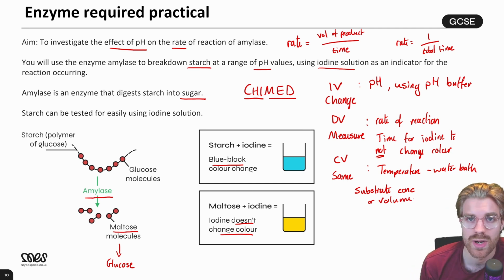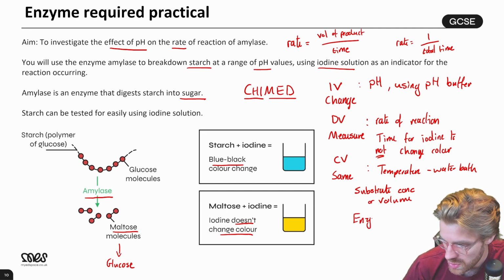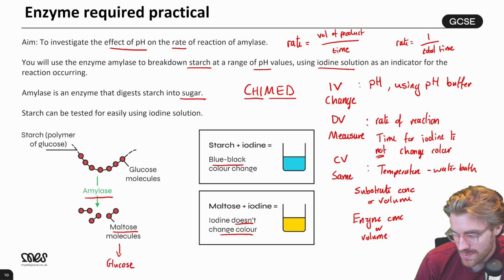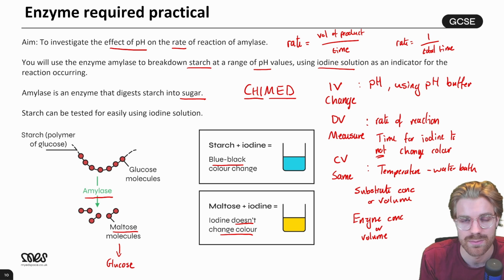We want to make sure we are adding the same amount of starch. We also want to have the same amount of enzyme as well, so our enzyme concentration or volume. And then finally, this links back to our temperature, but when we mix our starch and our enzyme, if they're different temperatures, we're not controlling that, are we?